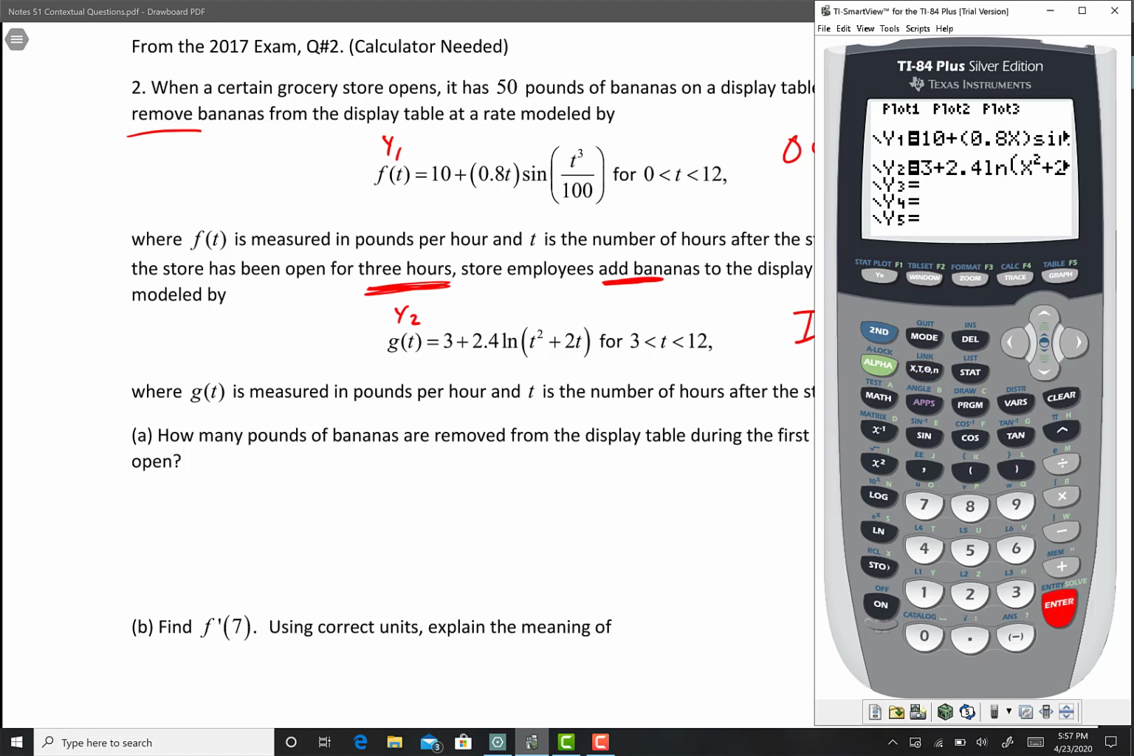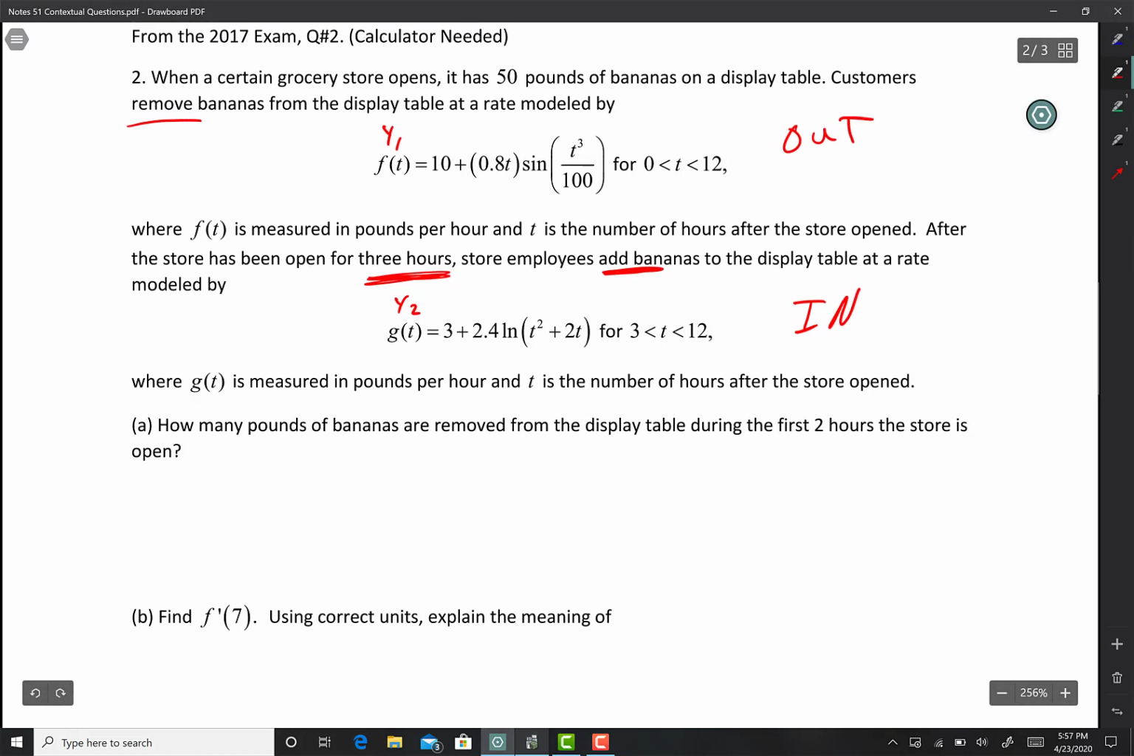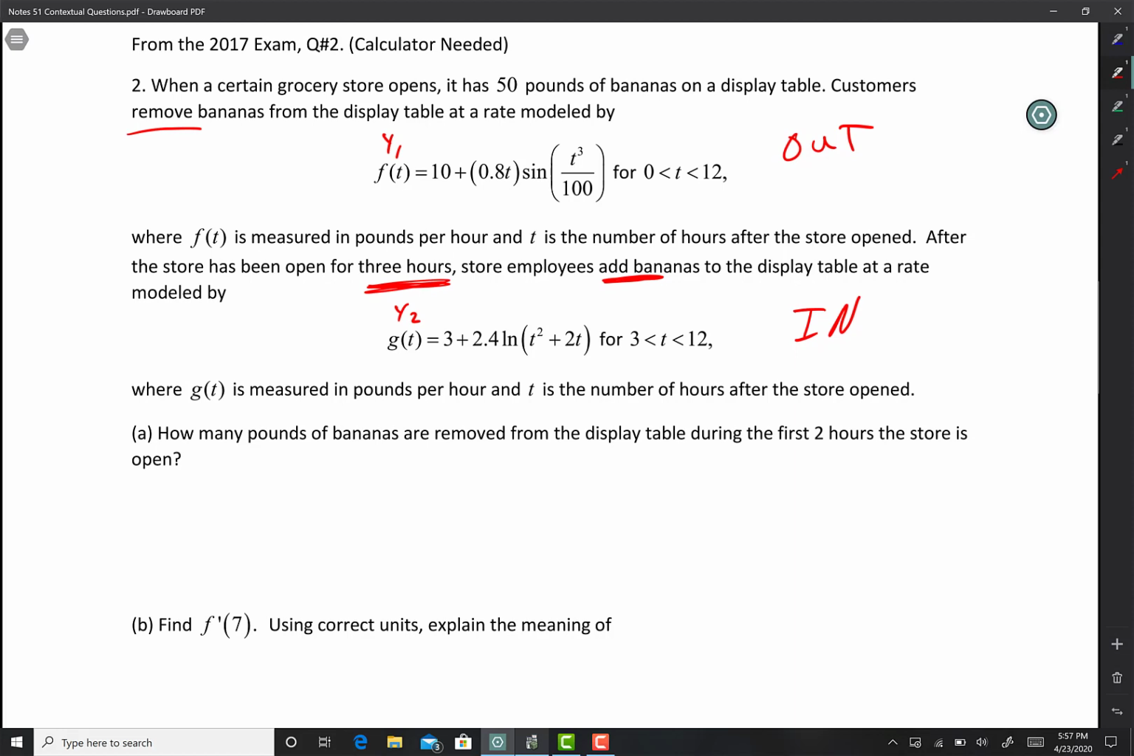All right, let's see. How many pounds of bananas are removed from the display table during the first 2 hours the store is open? All right, removed. So I want to know this, so I'm going to use this guy because that means removed, right?